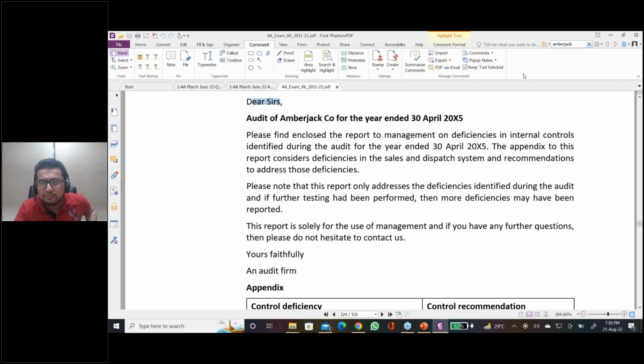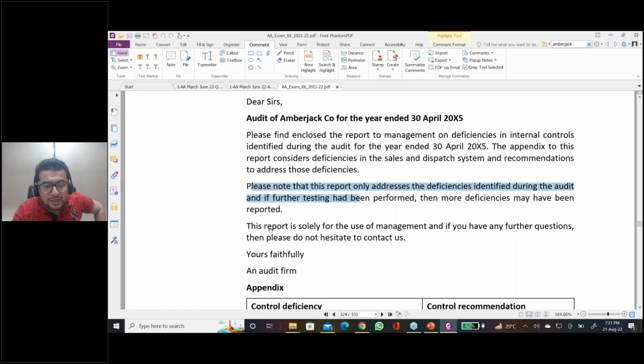So, the first thing, please find the enclosed report to the management on the deficiencies in the internal controls which we identified during the audit. Second thing, please note that this report only addresses those deficiencies which we identified during the audit. If further testing had been performed, more deficiencies may have been identified or may have been reported. I just want to make the client realize that do not consider this report as a comprehensive one. Do not assume that we have identified 100% deficiencies. There could be many more.